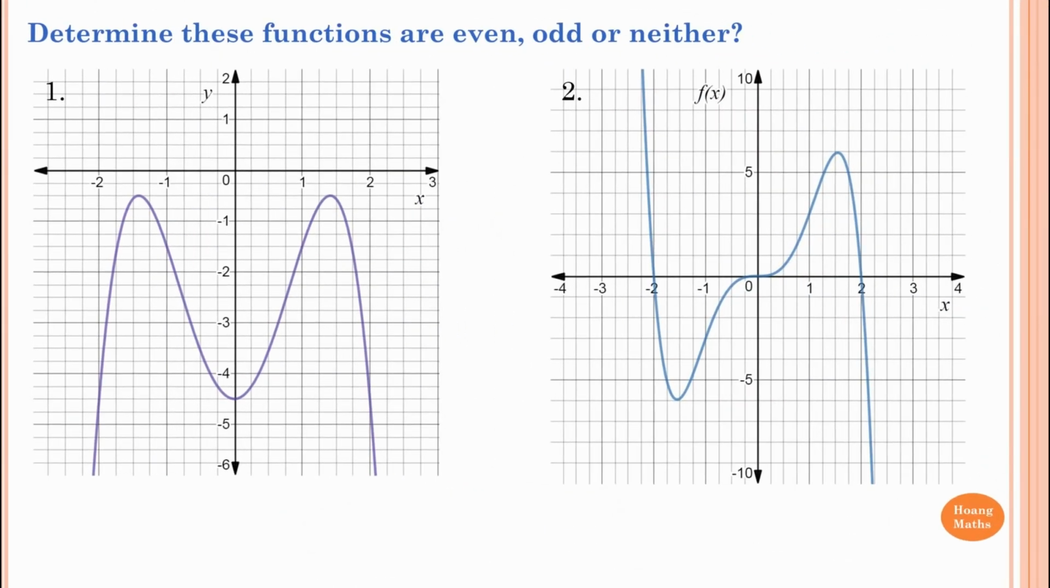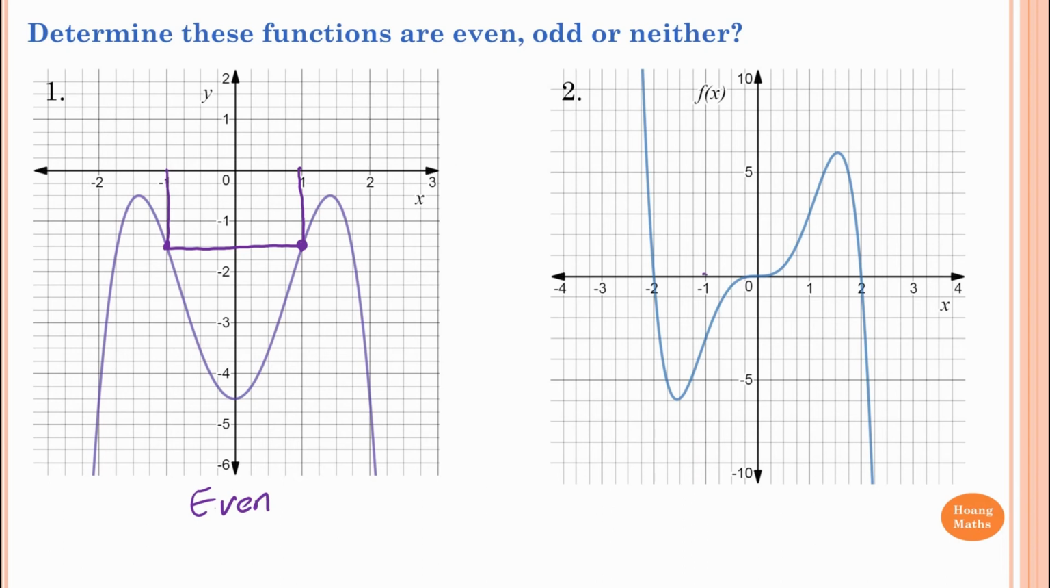Please stop the video and try this one yourself. So let's work this out. f of 1 is this, f of negative 1 is this. So they are equal, see? f of negative 1 is equal to f of 1. Therefore, it is even.